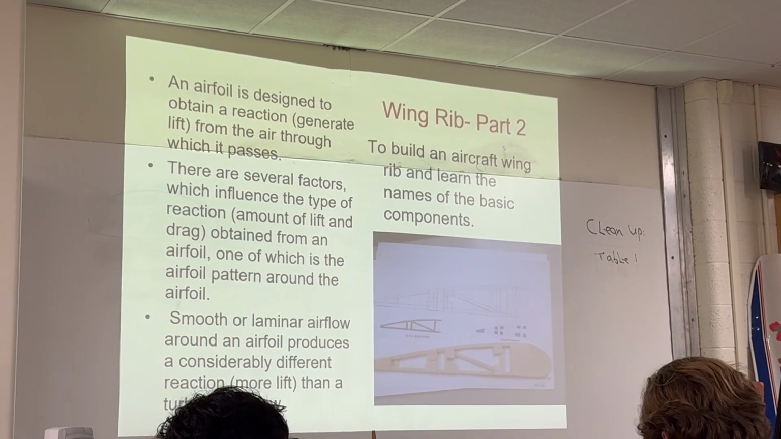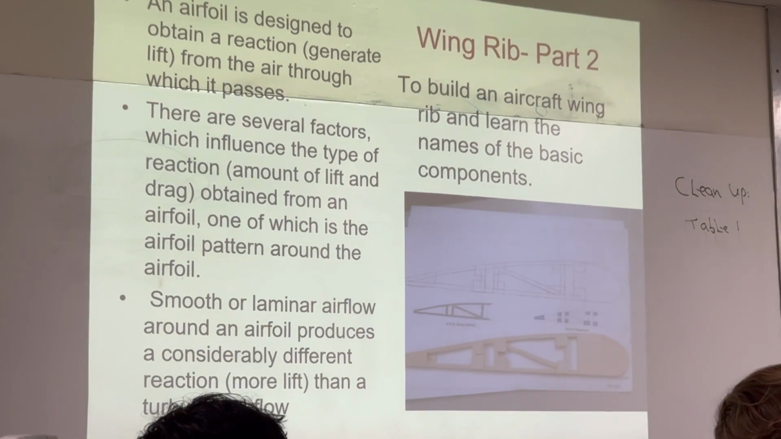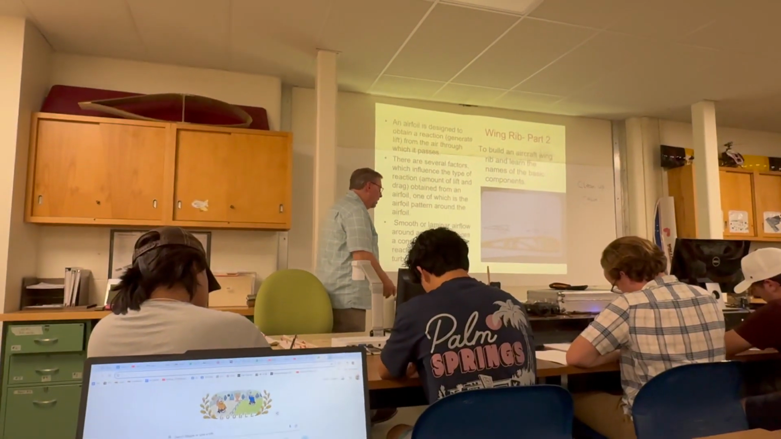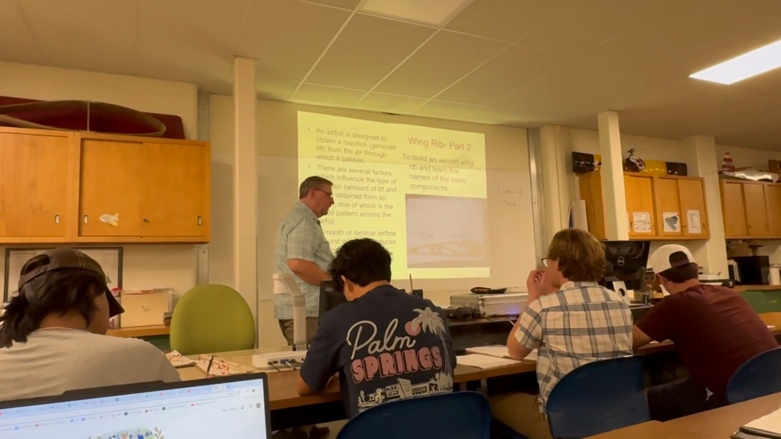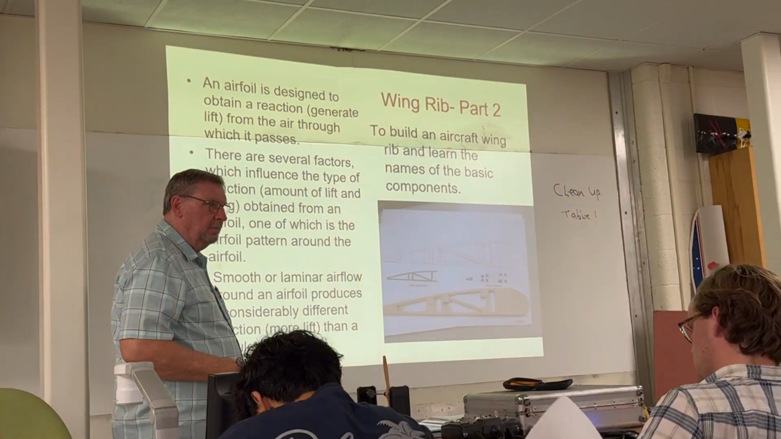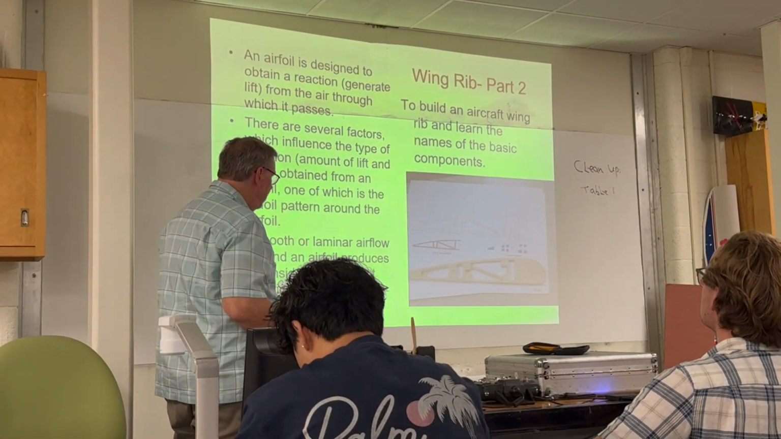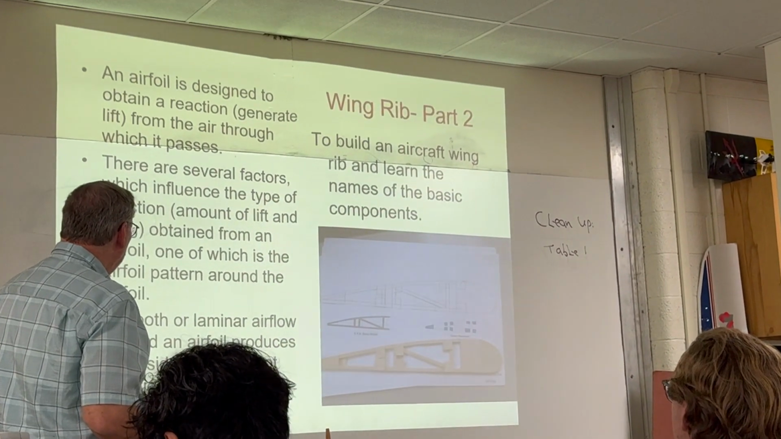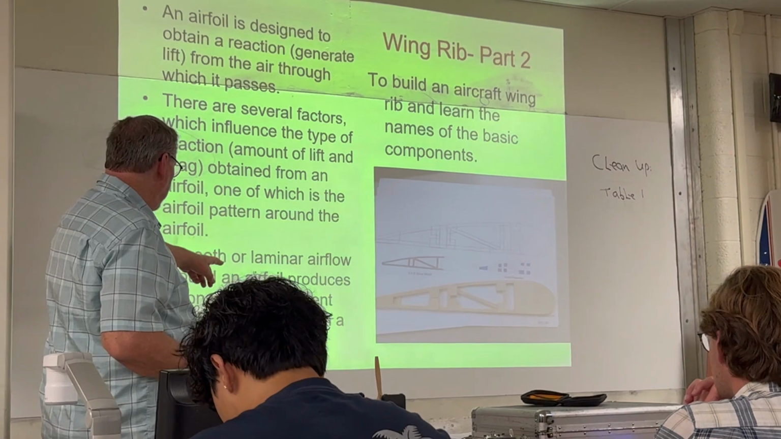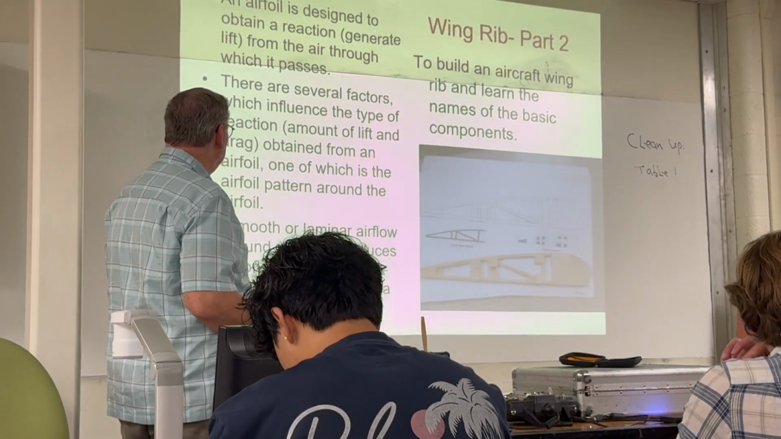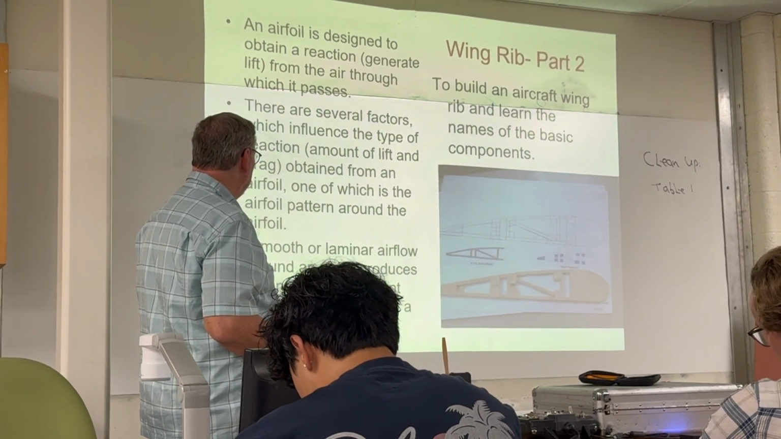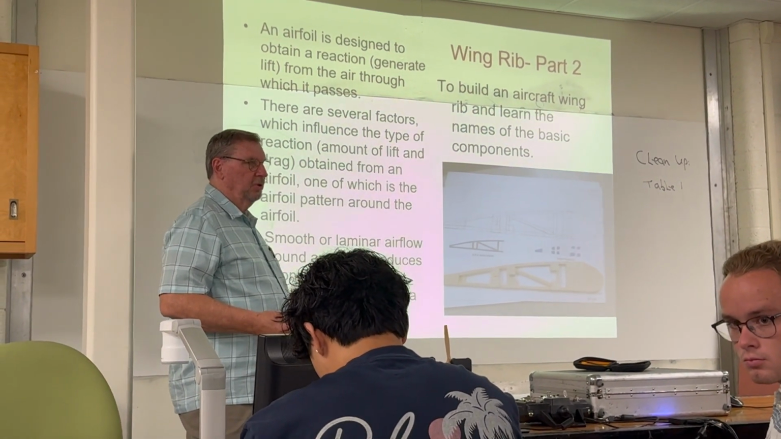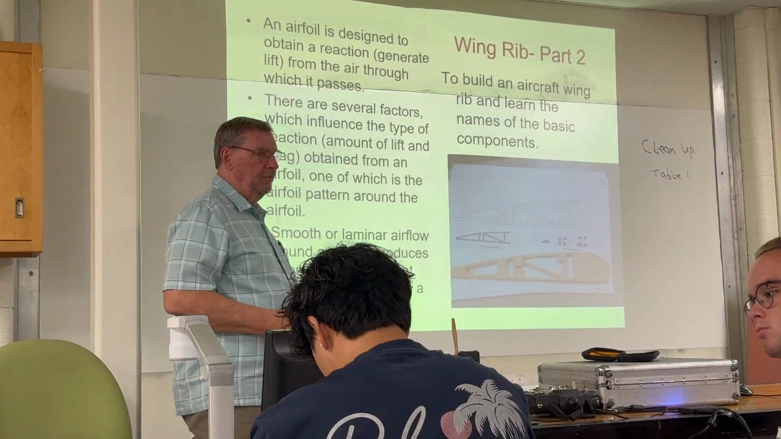So if it's flat on the bottom, if the airfoil's flat on the bottom, it's called cambered. And if it's the same on the top and the bottom, what is it called? Symmetrical. This talks about smooth and laminar airflow we've just talked about. And depending on the shape of that airfoil will determine how much lift and how much drag it has.